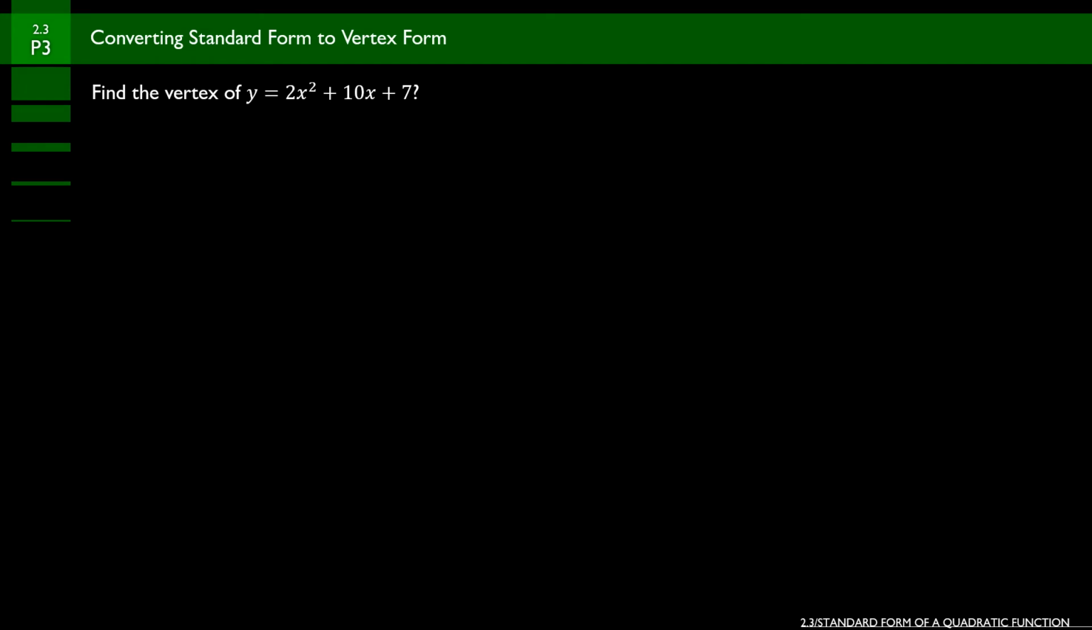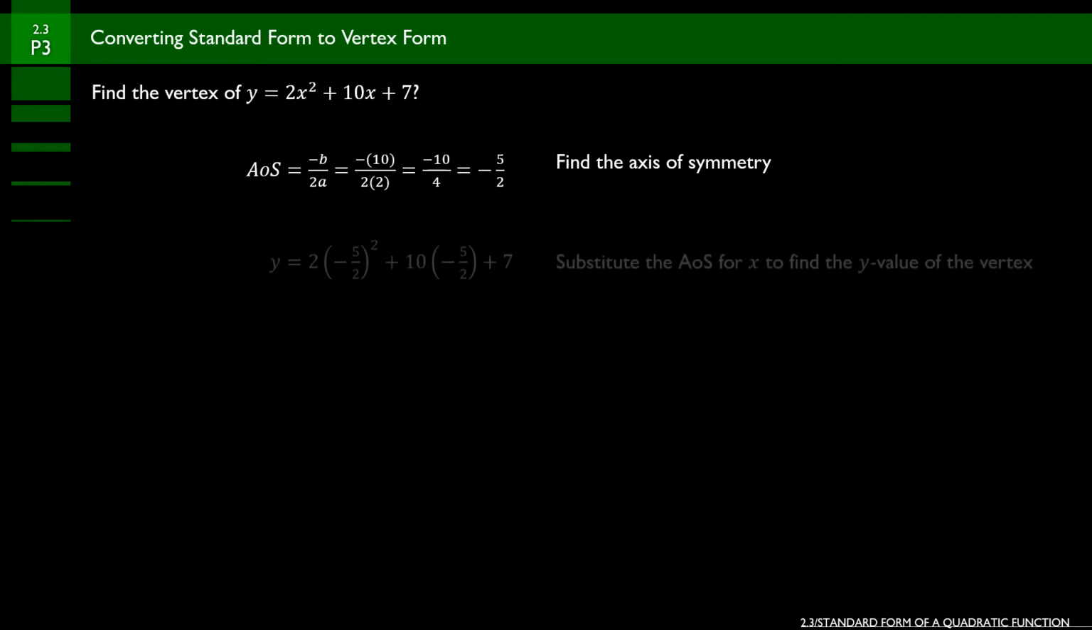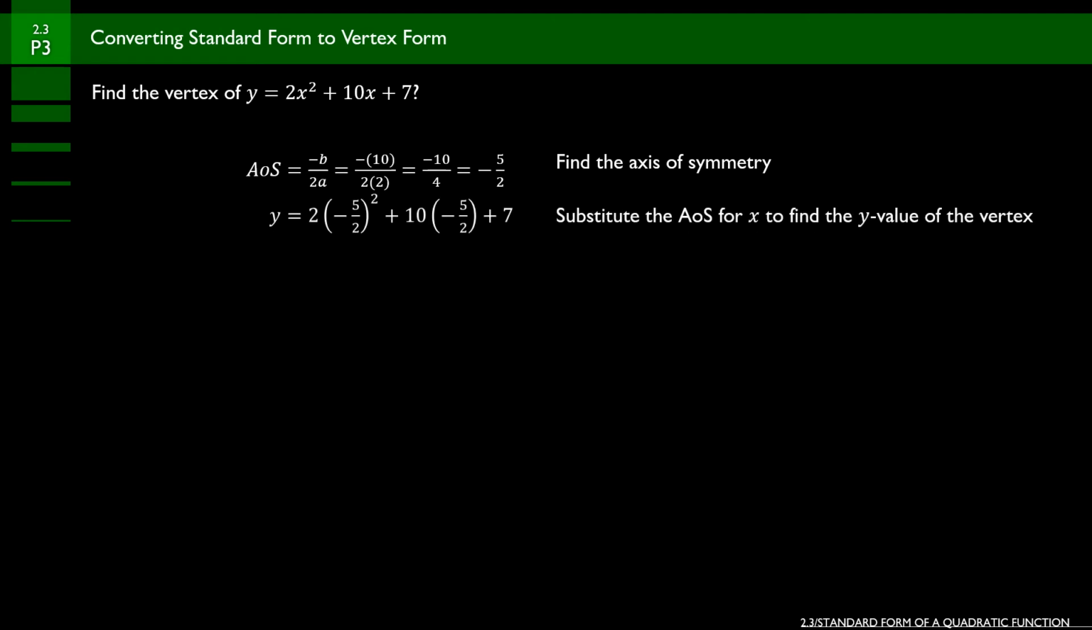So we're going to go ahead and plug those values into that formula. So when we do negative b over 2a, we get negative times 10 over 2 times 2. So negative 10 over 4, which is then equal to negative 5 over 2. So that gives us the axis of symmetry. Then we can take the axis of symmetry and plug that into the original equation to then find out what is the y value of the vertex. So we'll go ahead and do that.